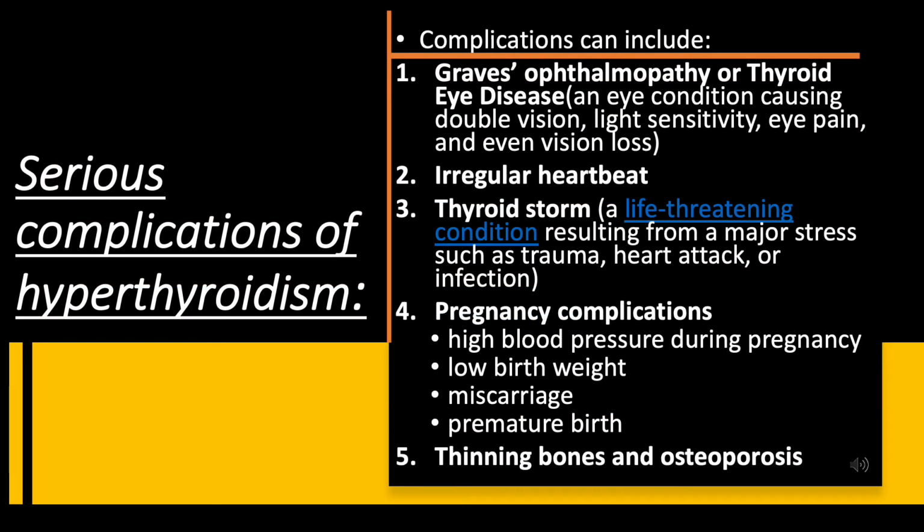Serious complications of hyperthyroidism. Complications can include Graves' ophthalmopathy or thyroid eye disease, an eye condition causing double vision, light sensitivity, eye pain, and even vision loss; irregular heartbeat; thyroid storm, a life-threatening condition resulting from a major stress such as trauma, heart attack, or infection; pregnancy complications, high blood pressure during pregnancy, low birth weight, miscarriage, premature birth; thinning bones and osteoporosis.